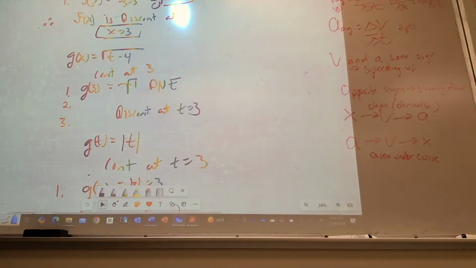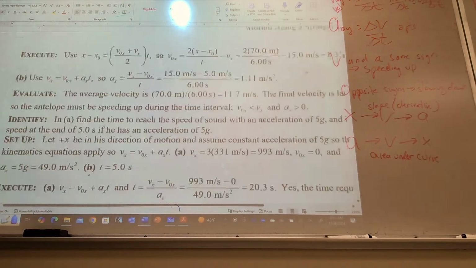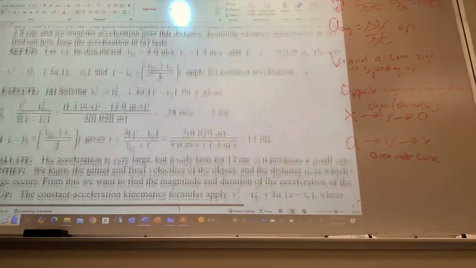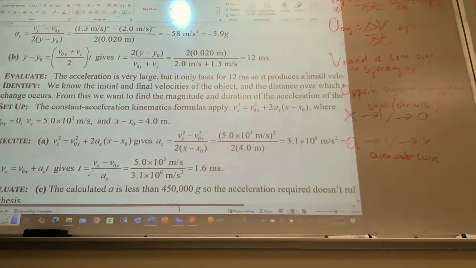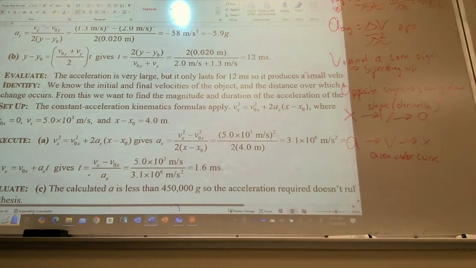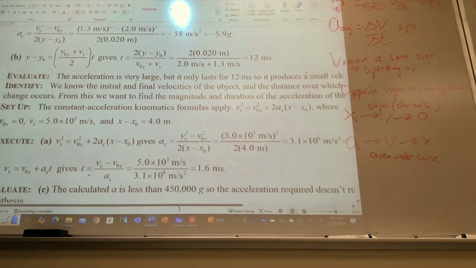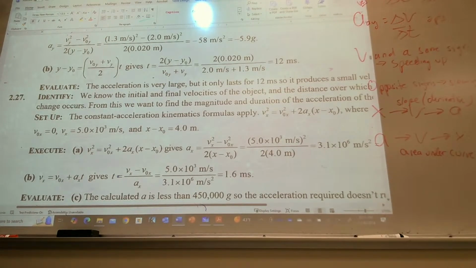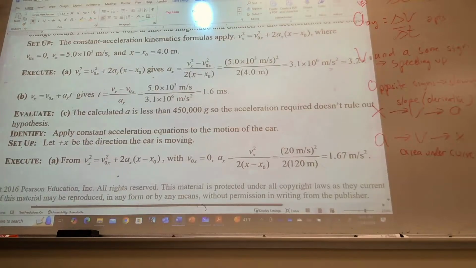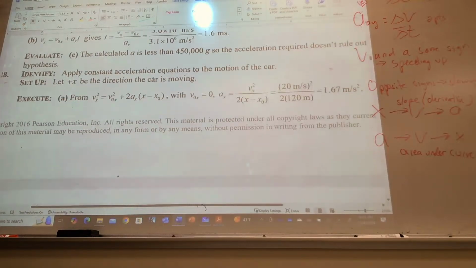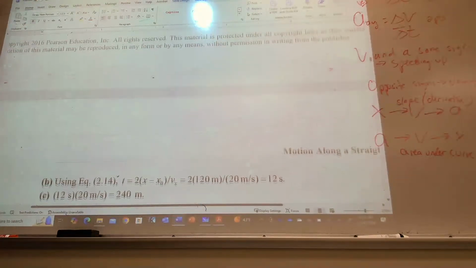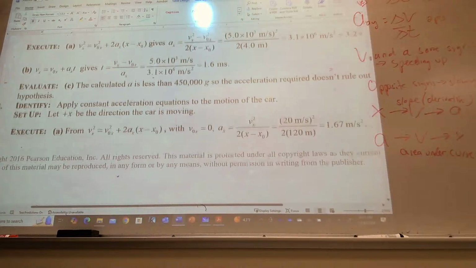Okay, so let's go through the physics homework. The first one, 28. Lincoln, what do you have for 28? Looks like for A, I have 3.33 meters per second squared. And for B, I have the time as 36 seconds. And for the distance, it's 720.6 meters.